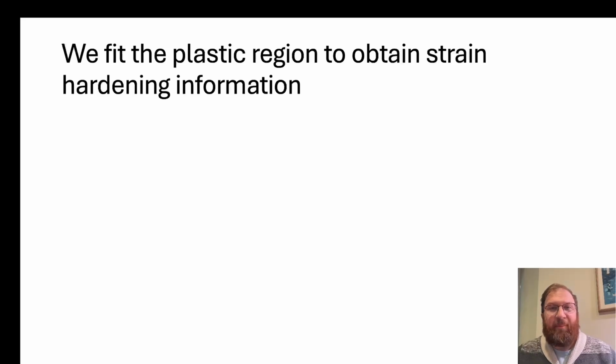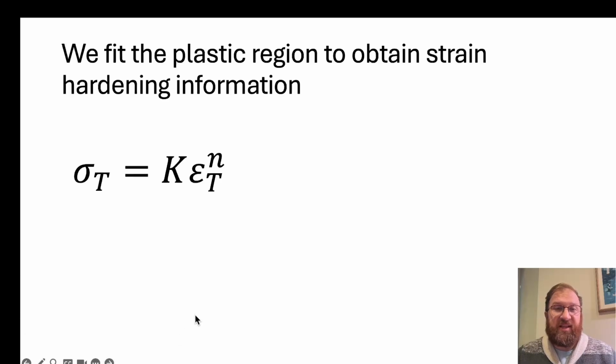So how do we get this information? Well, we need to take that plastic region and fit the data. We can fit this data to obtain a couple parameters, the strain hardening exponent and a strength coefficient. So this is our fit. It's an exponential form. We have the true stress equal to K times epsilon T, the true strain, raised to the power of N.